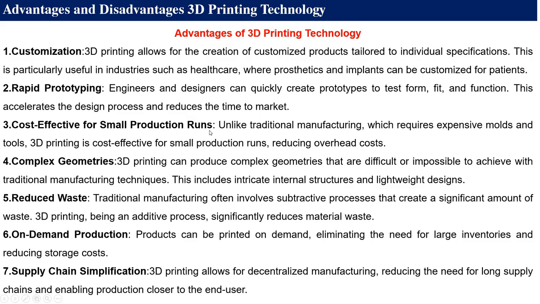Cost effective for small production, so that I already explained. Any type of complex geometries can be printed using 3D printing. In 3D printing, the material wastage is very less. On demand production: the products can be printed on demand, and it doesn't require any inventories. And the production is very easy.